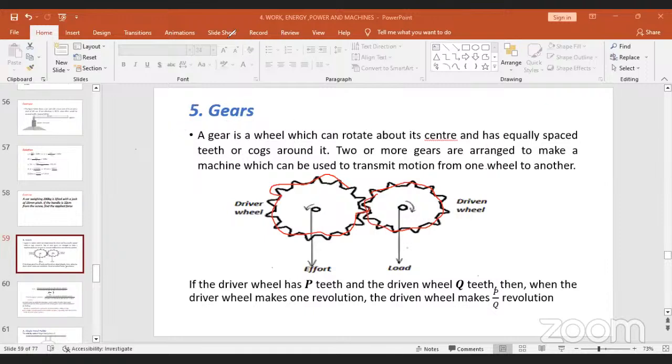Normally, where you're applying the effort, let me just take you back. Where you're applying the effort, the wheel must be larger than the one where you're attaching the load, because you need to make your work easier. The only way is to ensure that the wheel where the effort is being applied covers a longer distance, then the smaller wheel will make more revolutions.